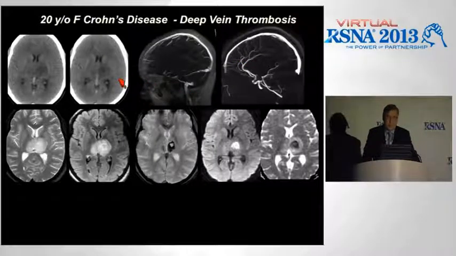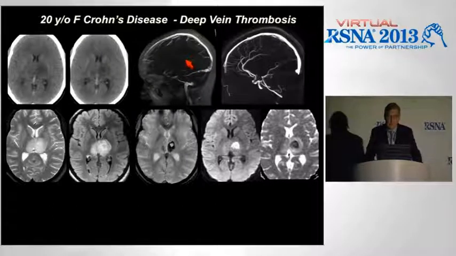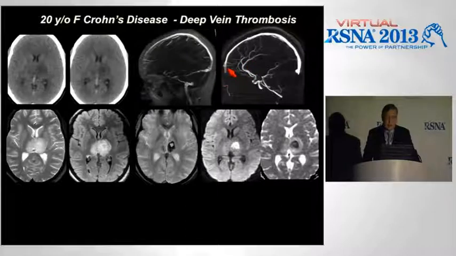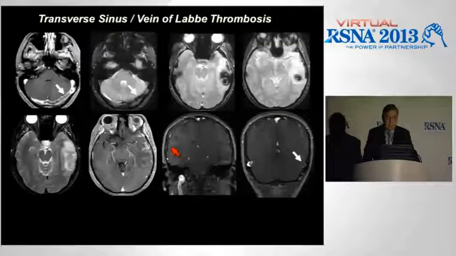And in this patient with Crohn's disease, we can see an area of reduced attenuation on the CT scan in the region of the thalamus, no flow within the deep veins on the 2D time of flight or the phase contrast exam, and an area of hemorrhage here within the thalamic venous infarcts.